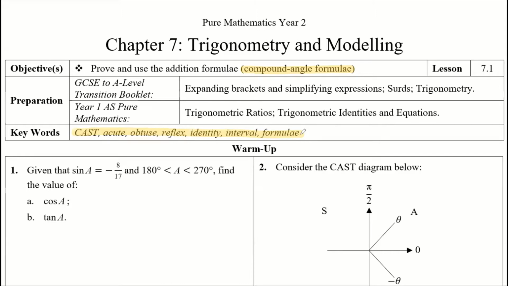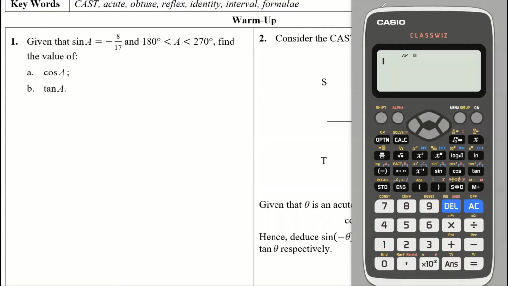Okay, and let's have a look at the solution to question 1. In this question, we have sine A as a negative value, -8/17, and we're told explicitly in the question that this angle is reflex, and more specifically, it's between 180 and 270 degrees. So we know exactly which quadrant it's in, so that could be handy. And because we have the value of sine, we can deduce very easily the values of cosine and tan.